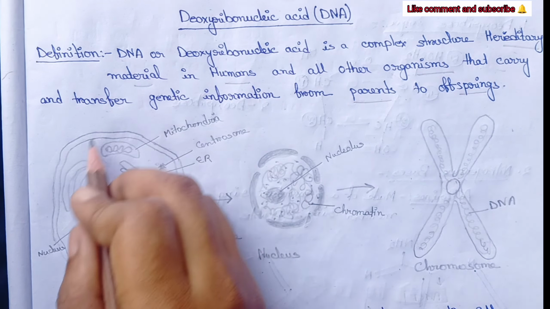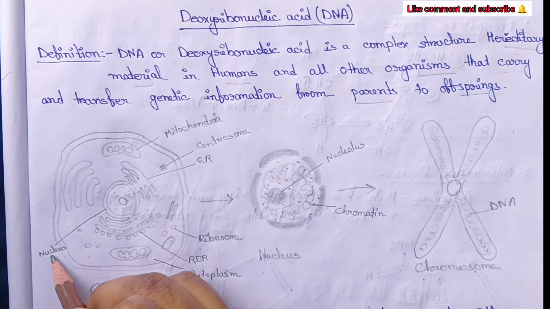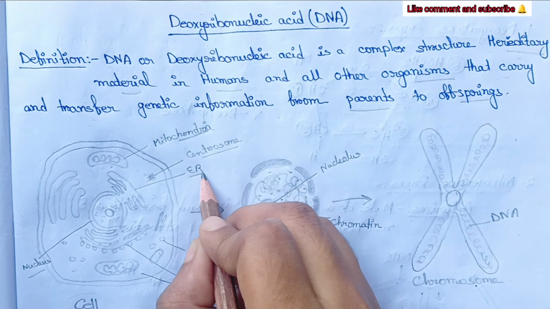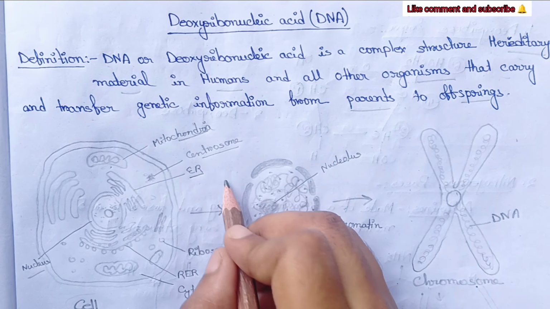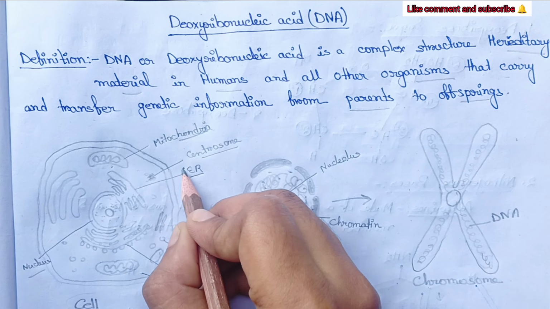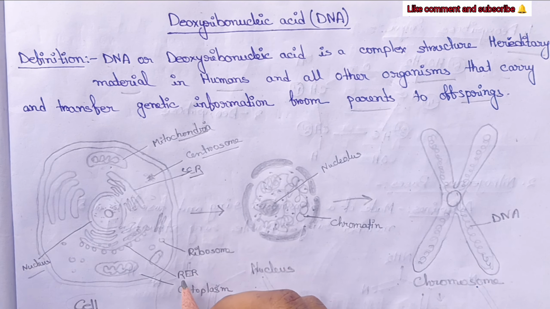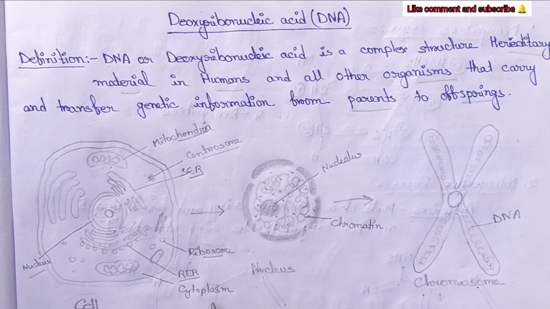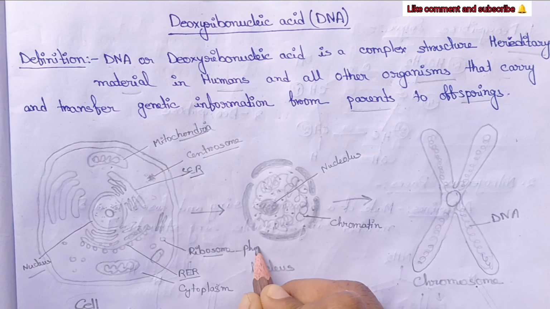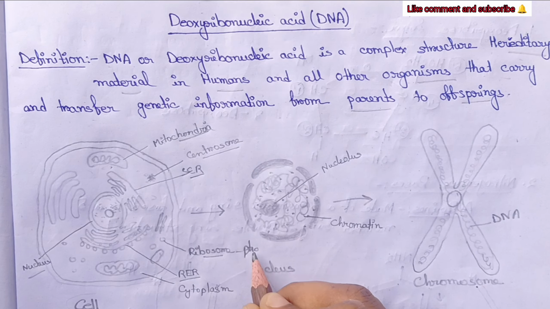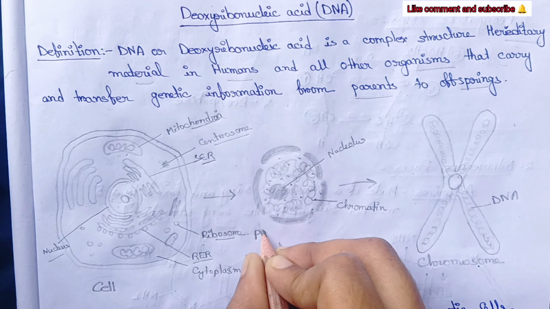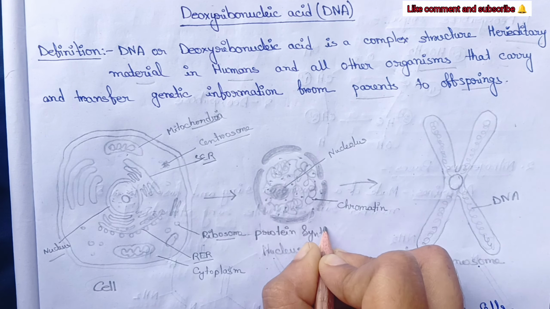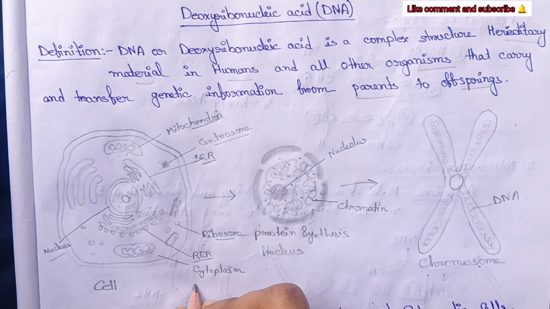You can see that this is the structure of a cell, where there is a nucleus, mitochondria, centrosome, and ER, meaning endoplasmic reticulum. This is the smooth endoplasmic reticulum. Then the rough endoplasmic reticulum and ribosome, which helps in protein synthesis. Then the cytoplasm.